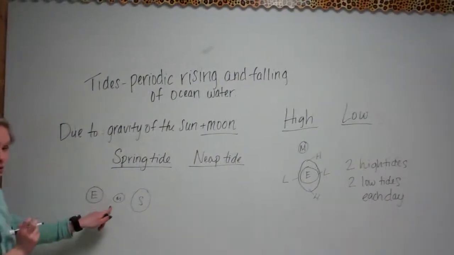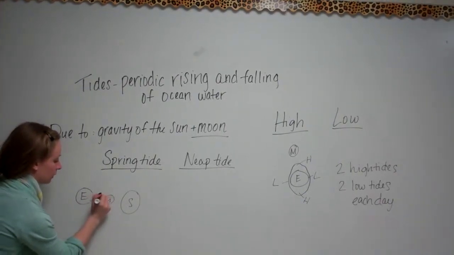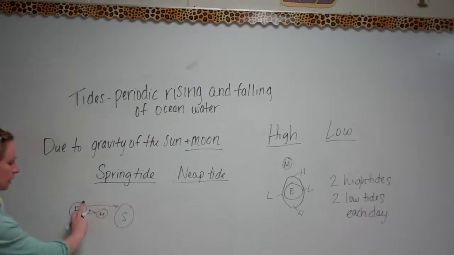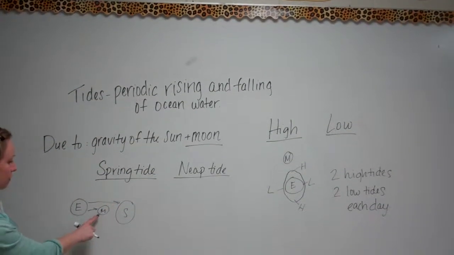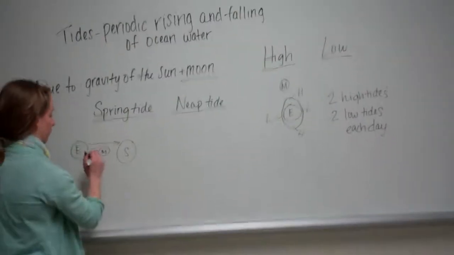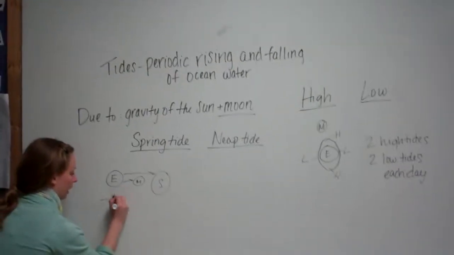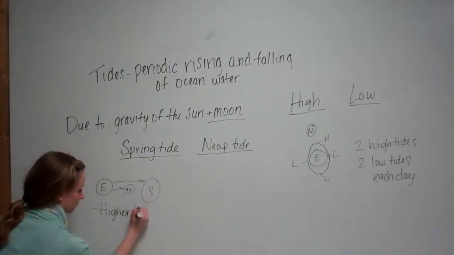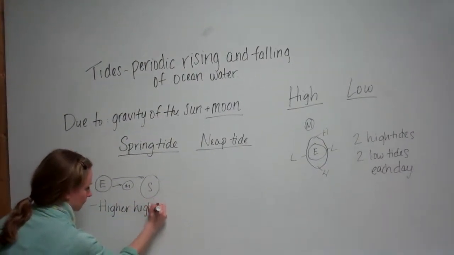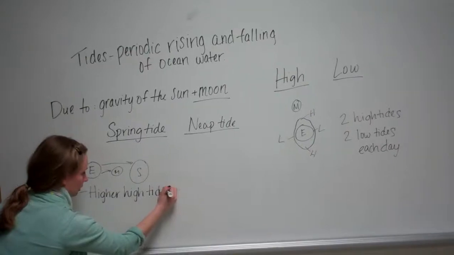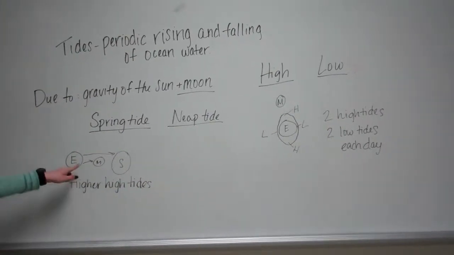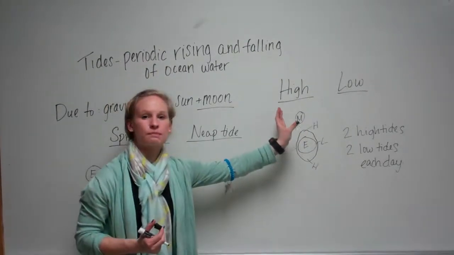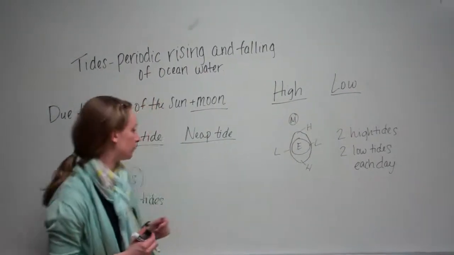So the moon exerting a gravitational pull in that direction. Sun also exerting a gravitational pull. So we get the combined effect of the moon and the sun. We end up with higher high tides than any other time. When they're in a direct alignment, we are getting the biggest force. We're going to end up with the most amount of water being pulled in that direction.